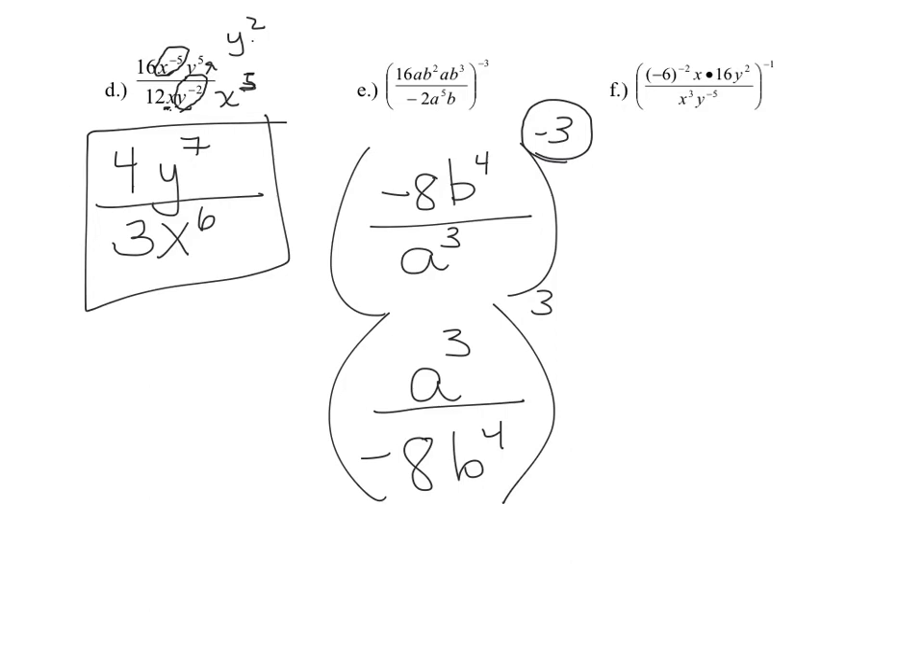Now bring in the 3. Bringing in the 3, you get a to the 9th on the top over, well, negative 8 to the 3rd power. You should know 8 to the 3rd power is 512. And because you're taking a negative number to an odd power, that's going to give you negative 512 b to the 12th power. So remember, when you bring this guy in, you're multiplying the exponents, and this guy technically has an exponent of 1 on it. All right.